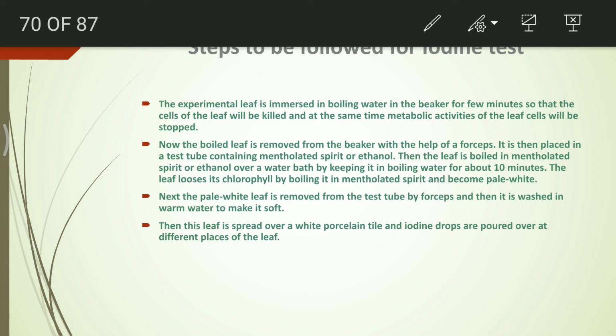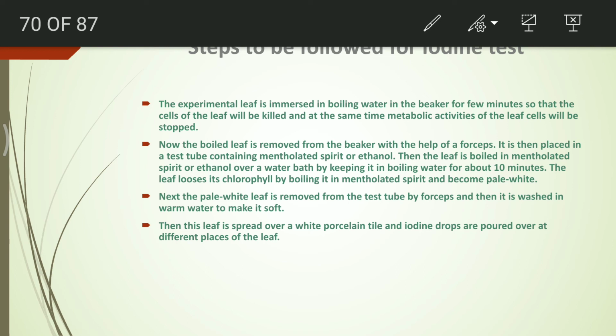Now after addition of methylated spirit or ethanol, and after addition of iodine over the leaf, we see that there is a change of coloration. That blue black coloration helps in the understanding that, because the leaf was within the conical flask, there is no blue black coloration seen in the leaf, and that's why we come to a conclusion that photosynthesis has not occurred.